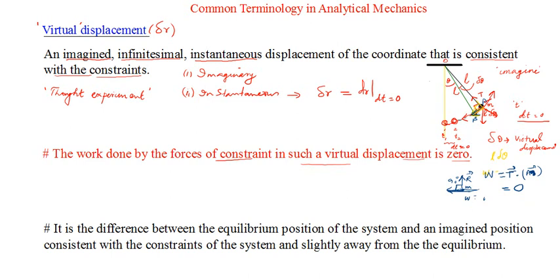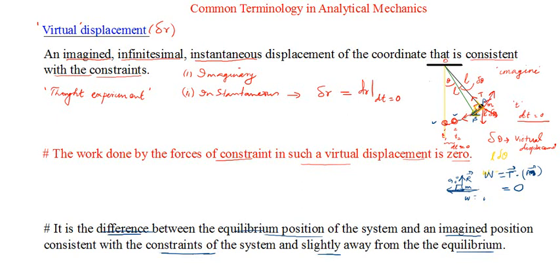I have already mentioned that the virtual displacement is the difference between the equilibrium position of the system. Usually we can regard it so. If you consider one of the equilibrium positions, say I can take this one, the virtual displacement can be regarded as the difference between the equilibrium position of the system and an imagined position, which is consistent with the constraints of the system and slightly away from the equilibrium. So that can be the best definition for virtual displacement.